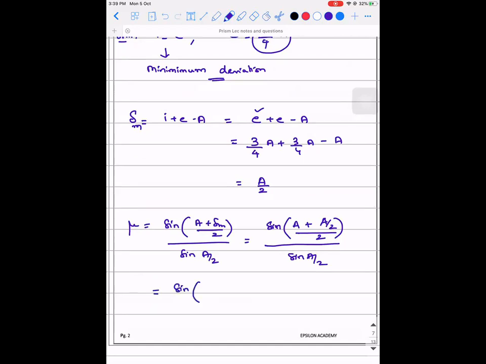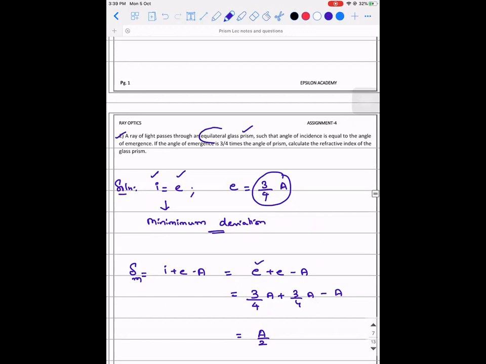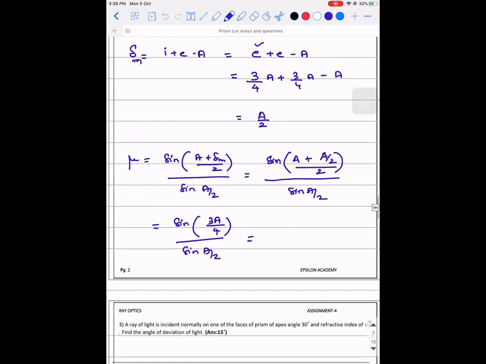So this will be sine of 3A by 4 divided by... but they have told it is an equilateral glass prism. So it will be sine of 3A by 4, which is 180 by 4, the whole divided by sine 30. So what is 180 by 4? 45. So again here also the answer is root 2, because you will have sine 45 divided by sine 30. That is root 2.